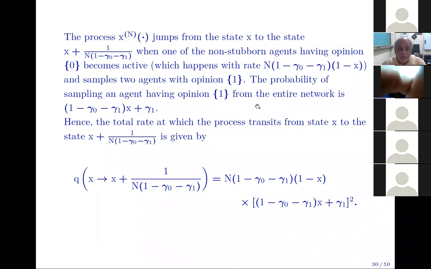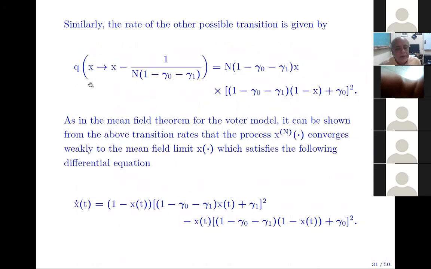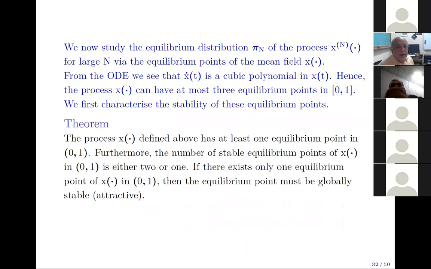And the probability that there are 2 of opinion 1 from the entire network is exactly this product, because 1 minus gamma 0 minus gamma 1 x is the total number of the non-stubborn agents, plus gamma 1 squared. So this is the rate at which it comes from here. And similarly, we can do the rate of 1 going to 0. And if we do this, then the mean field equation becomes this quantity. And we study the equilibrium distribution phi n of the process xn for large n via the equilibrium points of the mean field.